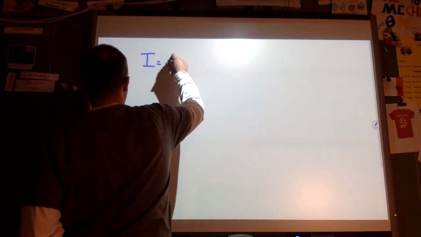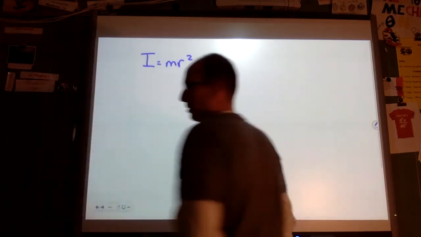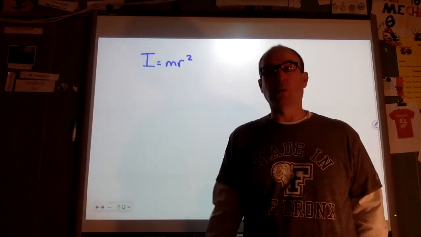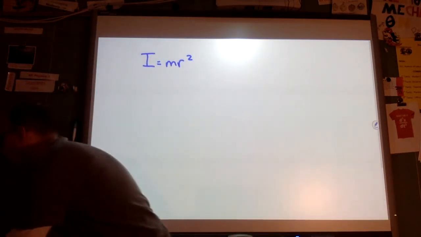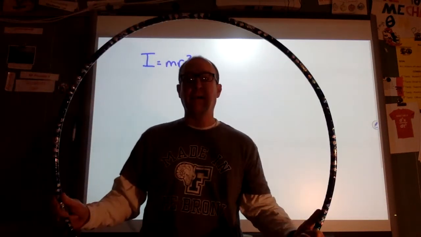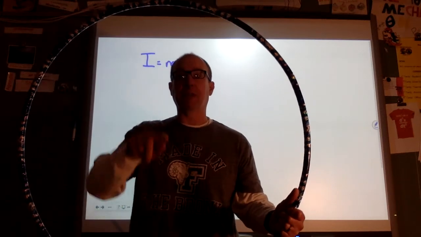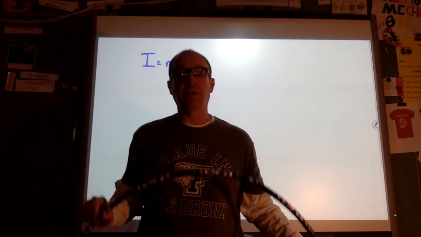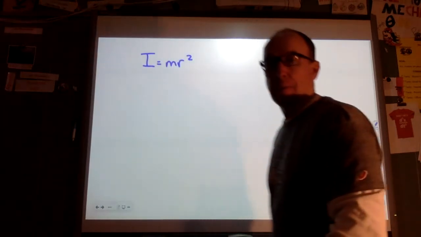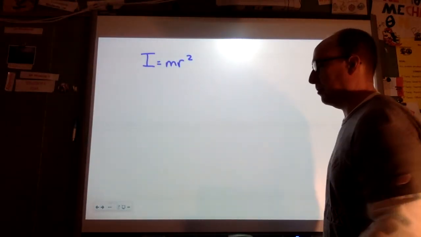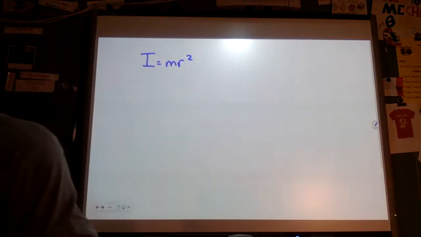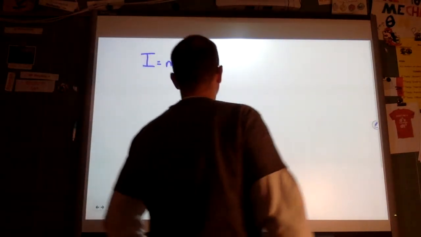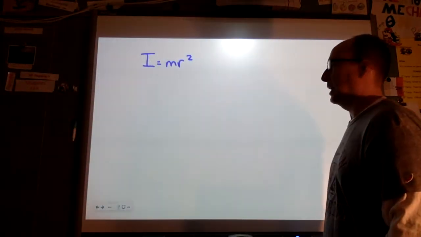All right, so I'm going to start with what my moment of inertia would be just for a hula hoop. If I had a hula hoop, I could say that it is very thin and all of the mass is located a certain distance away from the center. And so it would be equal to mr squared, which is what our moment of inertia is for a hoop or a thin disc.